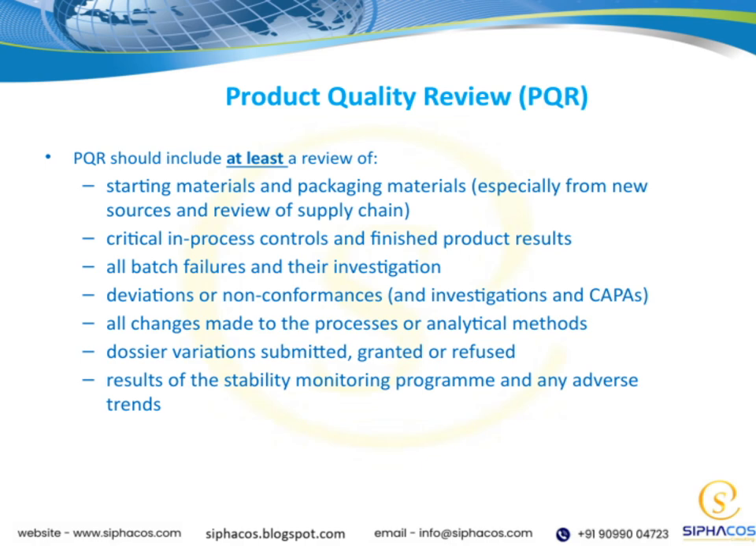Deviations or nonconformances, along with their investigations and CAPAs, must also be reviewed to demonstrate ongoing process control and continuous improvement. We should also consider any changes made to the manufacturing processes or analytical methods. It's essential to track these modifications to understand their impact on product quality. Furthermore, any dossier variations submitted, whether granted or refused, need to be documented, as they can influence regulatory compliance and approval. Another critical aspect is the results of the stability monitoring program.